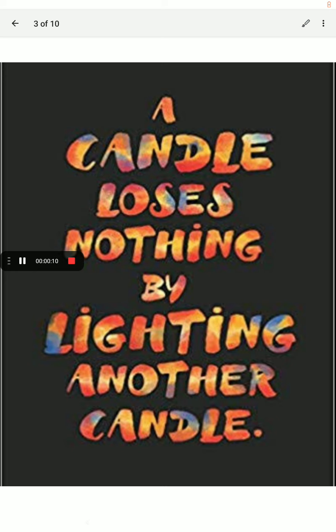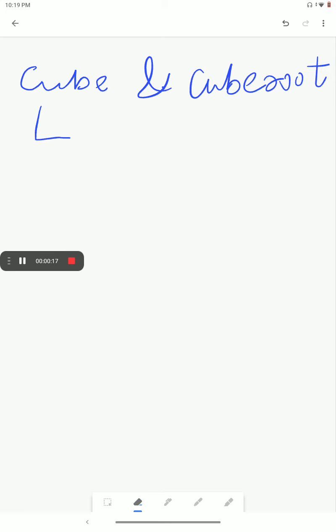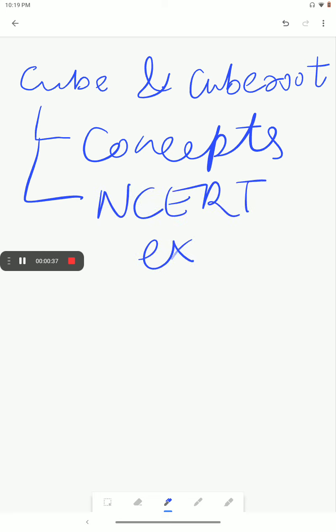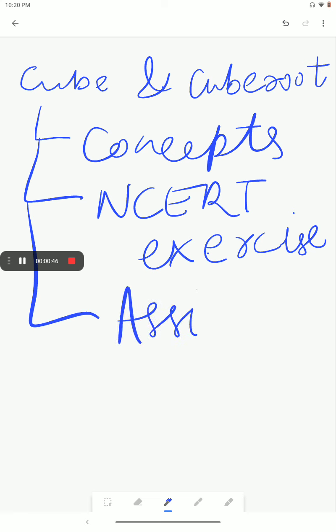Today we will discuss cube and cube roots from class 8 mathematics. In this, first of all, we will do the introduction part, that is concept building. After that, we will follow with the NCERT exercise. Then, last but not the least, we will do some assignment session, in which we will discuss 2 markers, 3 markers, 1 markers as well.